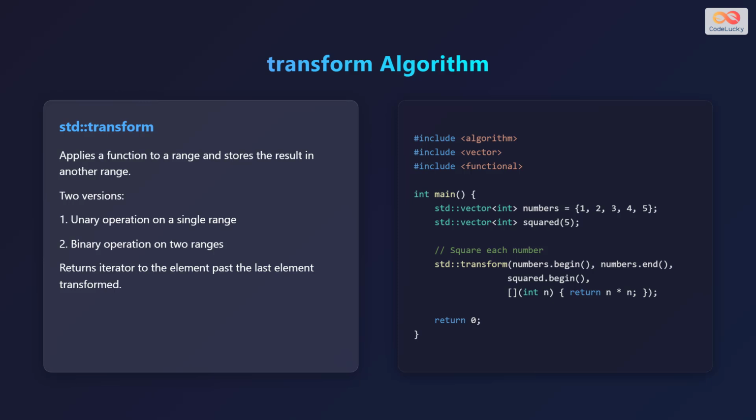Next, we use the transform algorithm to square each number in the numbers vector and store the result in the squared vector. The transform algorithm takes 4 arguments: the beginning iterator of the numbers vector, the end iterator of the numbers vector, the beginning iterator of the squared vector, and a lambda function that squares each number. Finally, the program returns 0, indicating successful execution.